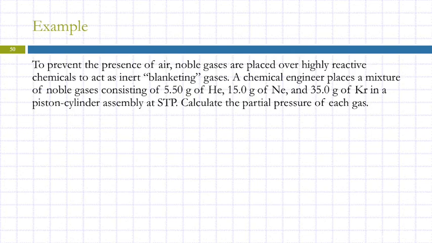Let's look at a problem. To prevent the presence of air, noble gases are placed over highly reactive chemicals to act as inert blanketing gases. A chemical engineer places a mixture of noble gases consisting of 5.5 grams of helium, 15.0 grams of neon, and 35.0 grams of krypton in a piston cylinder assembly at STP. Calculate the partial pressure of each gas. That's kind of a leap, isn't it, from what we were talking about? What the heck?